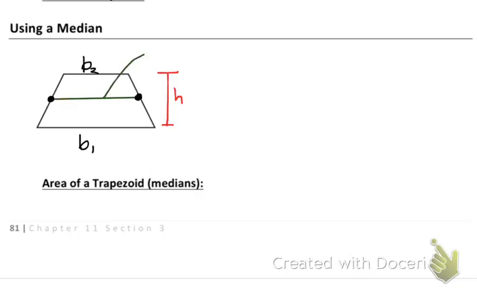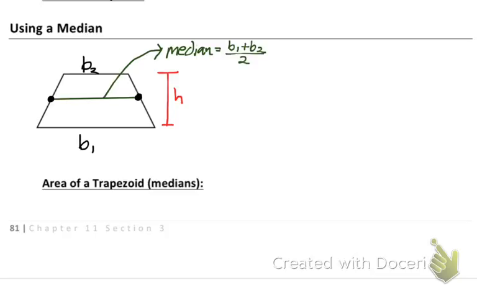Who remembers the formula to get a median? So let's just put median, and that equals, who remembers the formula for a median? All right, Emily. It's base 1 plus base 2 divided by 2.